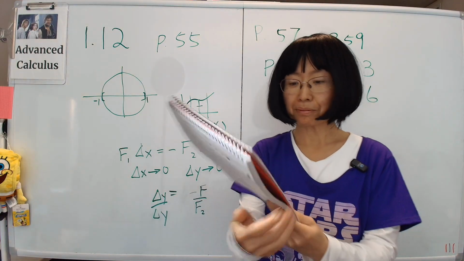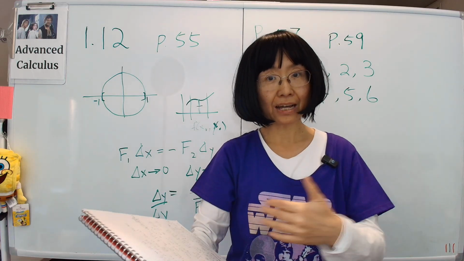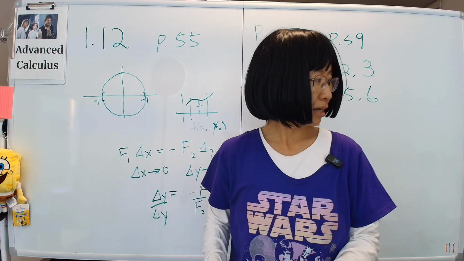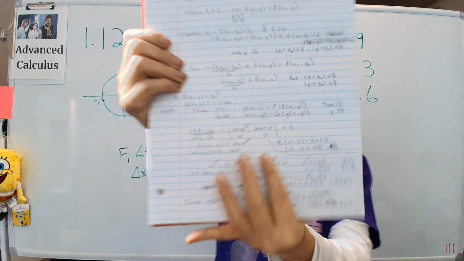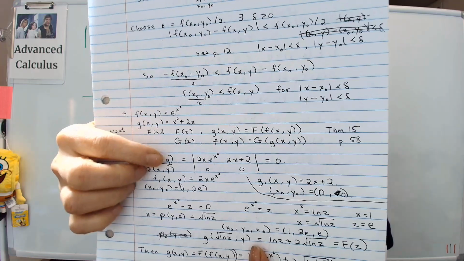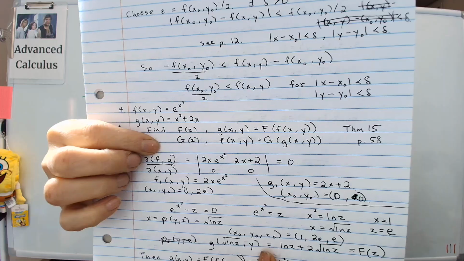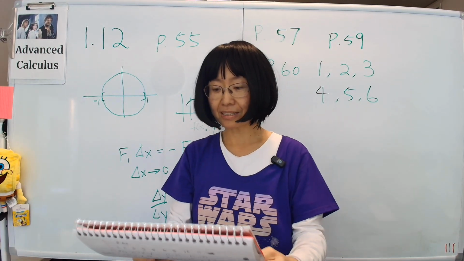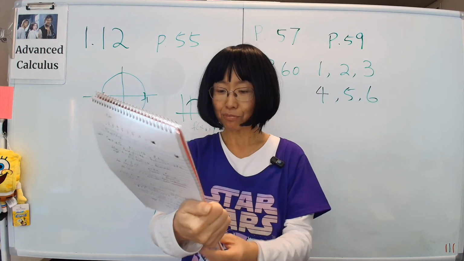Next, let's look at problem 4. We have f and g, and we need to find that, what is that called? I can't remember what those things are called. But whatever, the point is, we're trying to do this: g is big F of small f, and small f is the big G of small g. I'll figure out what it's called later. This is demonstrated in theorem 15 on page 58. So that's what I did.